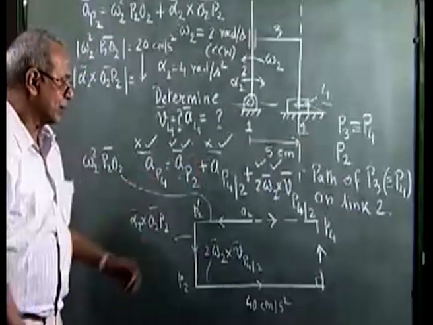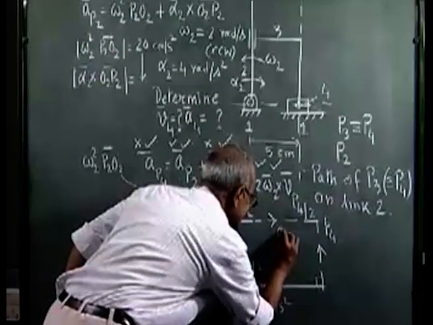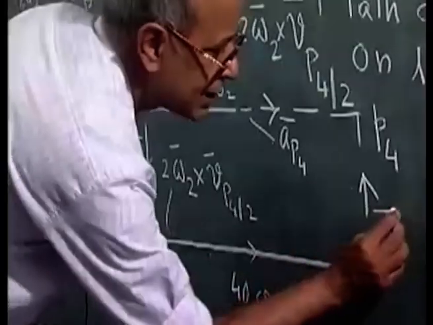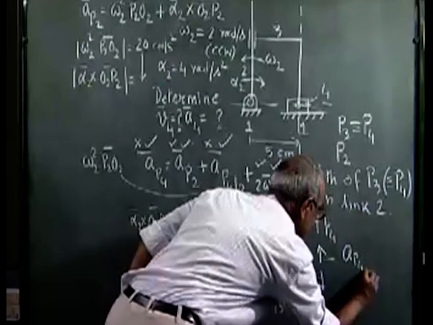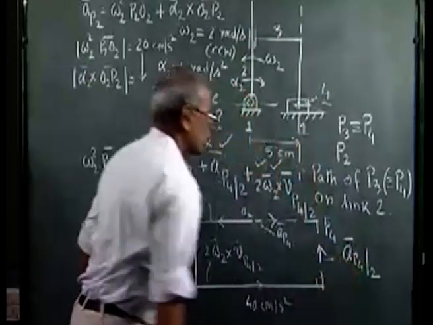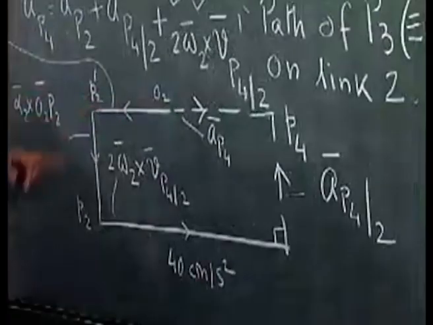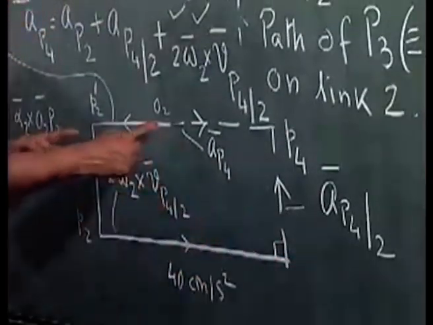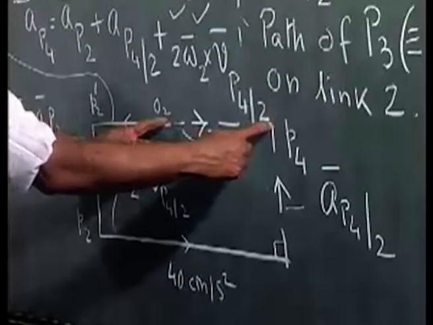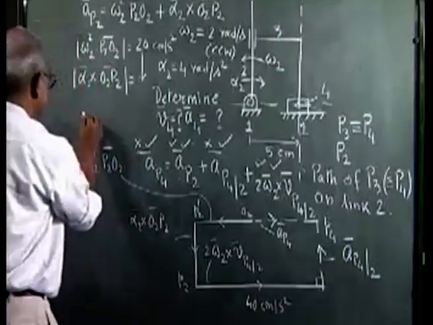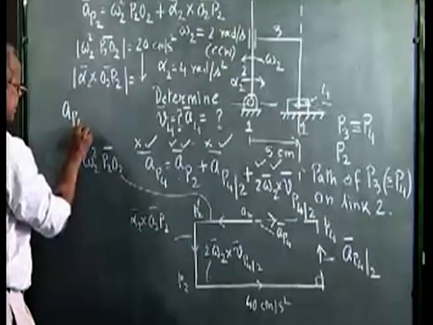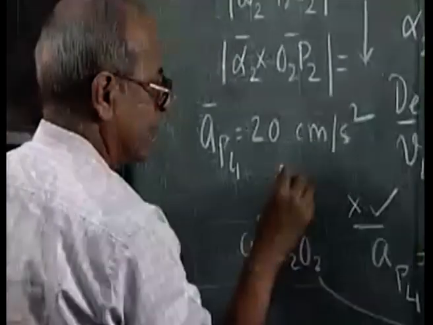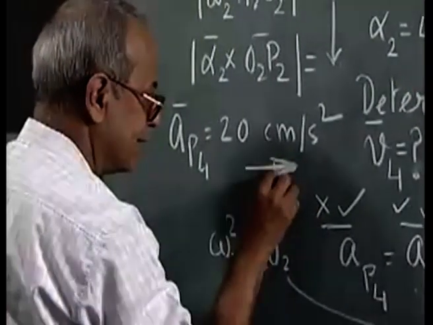According to this vector equation, this O2P4 represents acceleration of P4, and this represents acceleration of P4 as seen by an observer on body 2. So this diagram represents this vector equation, and it is easy to see because this is a 40 horizontal line, this is 20 which is also a horizontal line, so this must be 20. So AP4 I get as an answer is 20 centimeter per second squared in the horizontal direction from left to right.